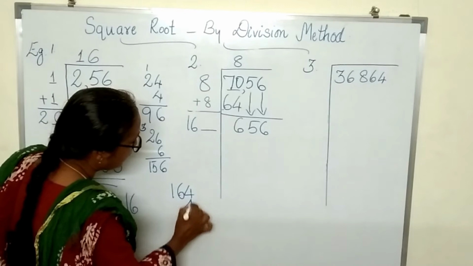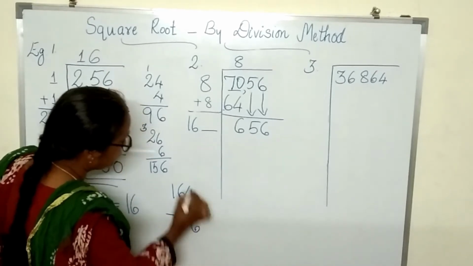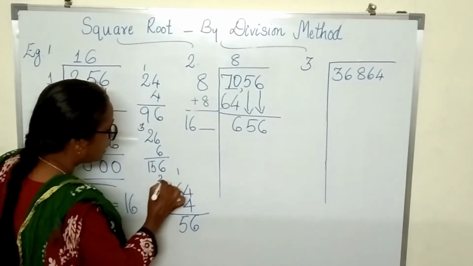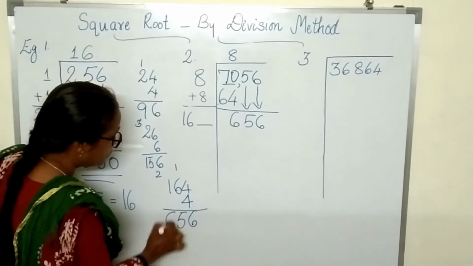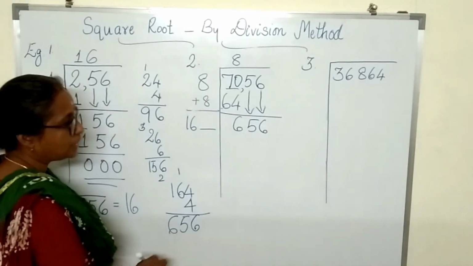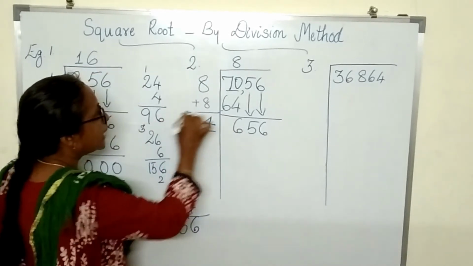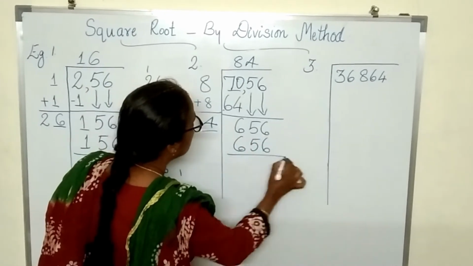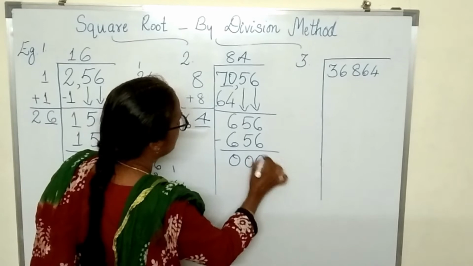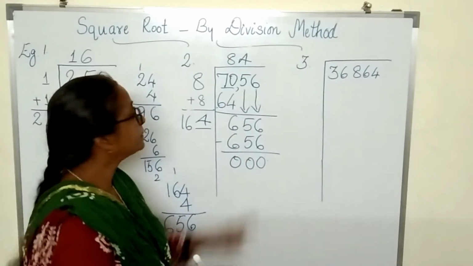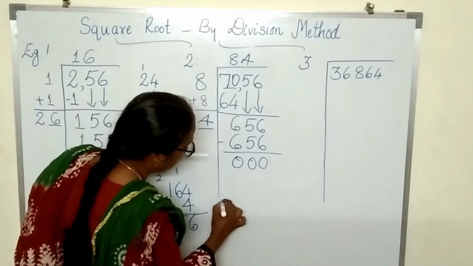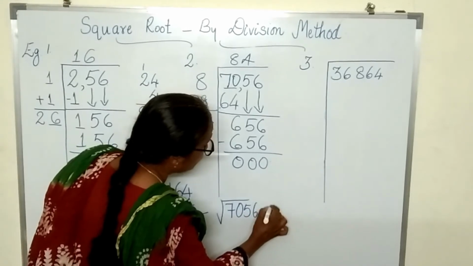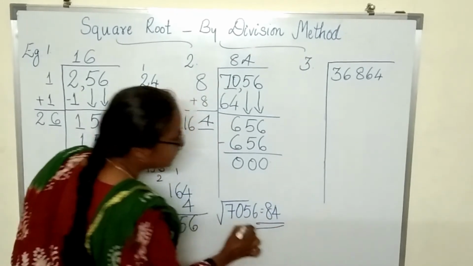164 multiplied by 4. 4 fours are 16. 6 fours are 24 plus 1, 25. 1 four is 4, 4 plus 2, 6. You got 656. So which number here? 4 here, and write the same 4 here. So you got 656. Again subtract, we get 0. So what is the square root here? 84. So the square root of 7056 is equal to 84. Okay.